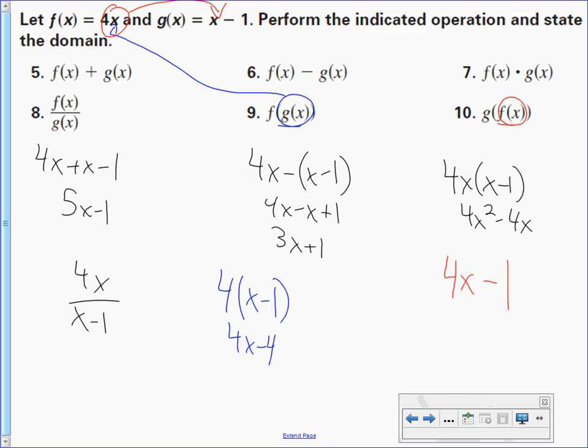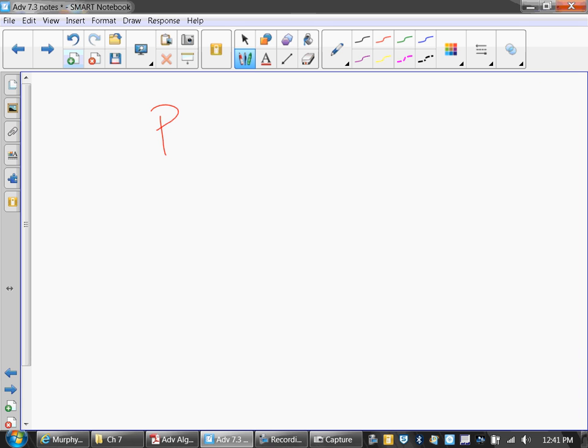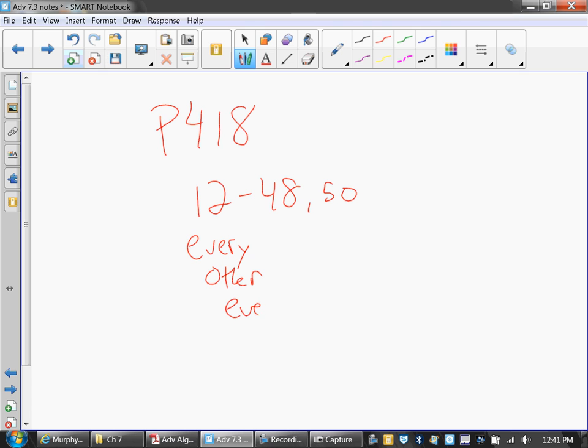Let me give you a couple of problems. And I'll upload all this stuff up here for you. On page 418, every other even. And then do 50 as well. And I know what a lot of people have been doing, if you want to just take a picture of the book, of the pages you're working on, I don't care, go for it.